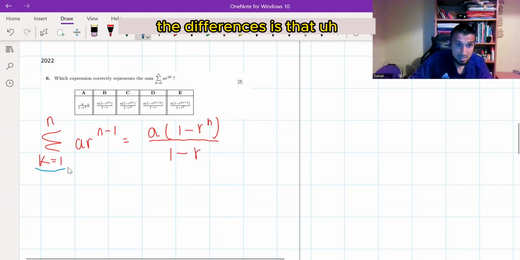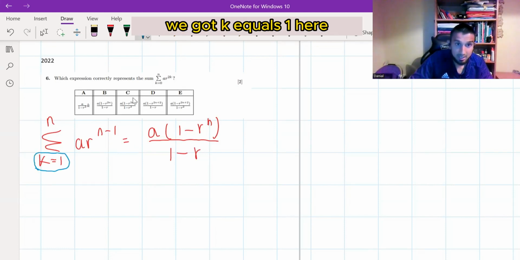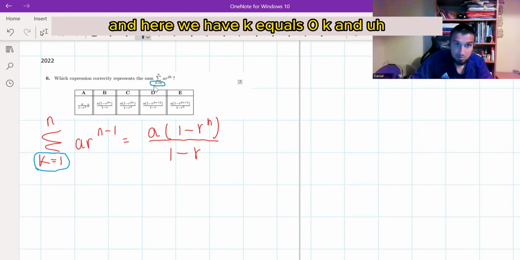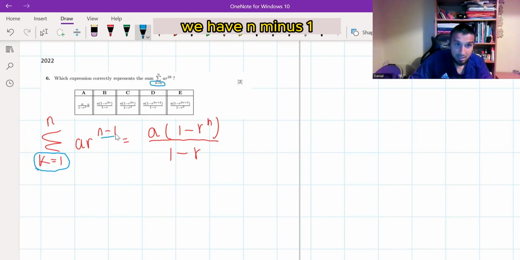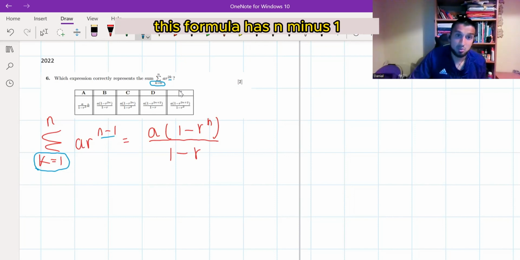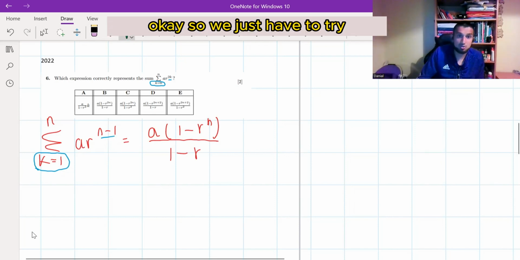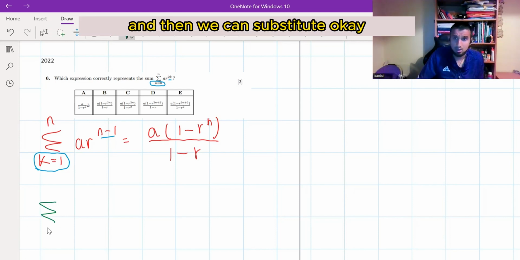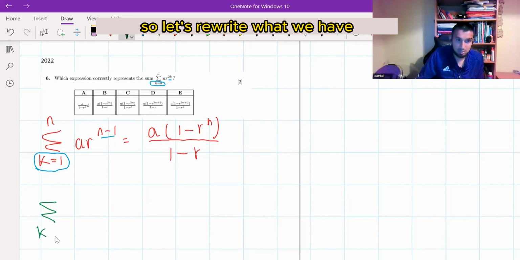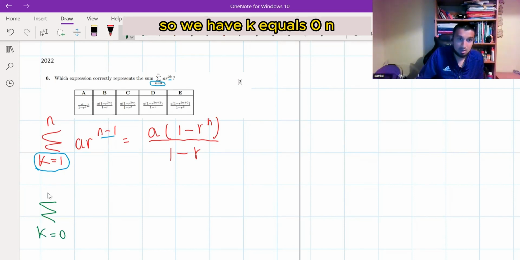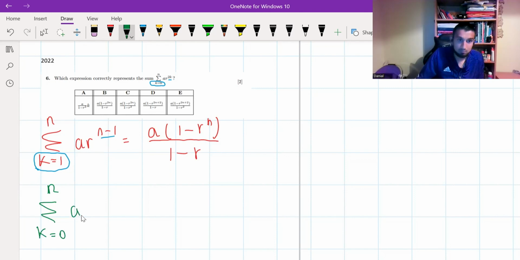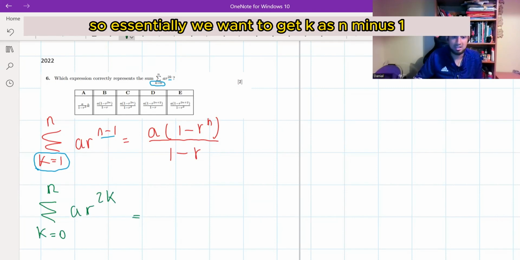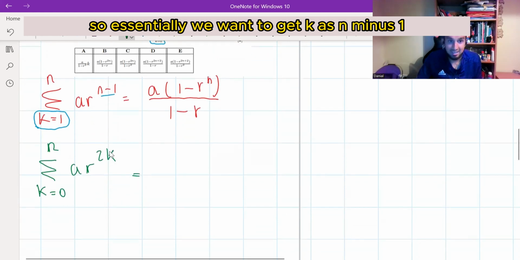The differences are that we have k equals 1 here, and here we have k equals 0, okay? Sorry, this formula has n minus 1, and we have 2k. So we just have to manipulate things around to make it look like that, and then we can substitute, okay? So let's rewrite what we have. We have the sum from k equals 0 to n of ar^(2k), okay? So essentially, we want to get the k as n minus 1.